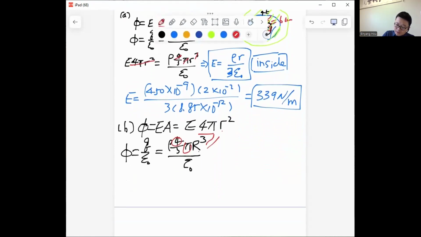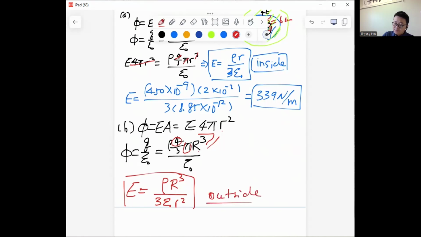So E is going to be equal to, with cancellations, rho times R to the third power over 3 epsilon naught times r squared. So this is the electric field when you are outside the sphere, sorry, outside.